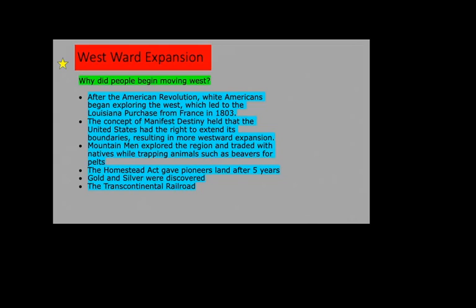Okay, gold and silver were discovered in the West. So we had the California Gold Rush, the Alaska Gold Rush. Other areas such as Colorado, where silver and gold were found. And then we have what we call the Transcontinental Railroad. This was a railroad that connected basically from Missouri and Kansas all the way to California. This was also an act that President Lincoln signed.